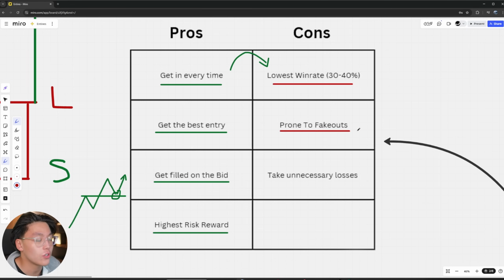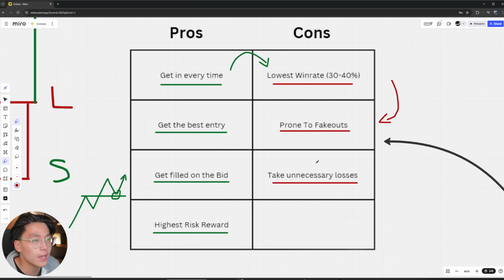Another con is that you are prone to fake outs. So a lot of times whenever you get into any sort of break and retest, it can be a fake out. And this also ties into all the other ones above, which is taking unnecessary losses. So whenever you get into every single break and retest possible, a lot of these break and retests can be avoidable if you observe the price action around the key levels.